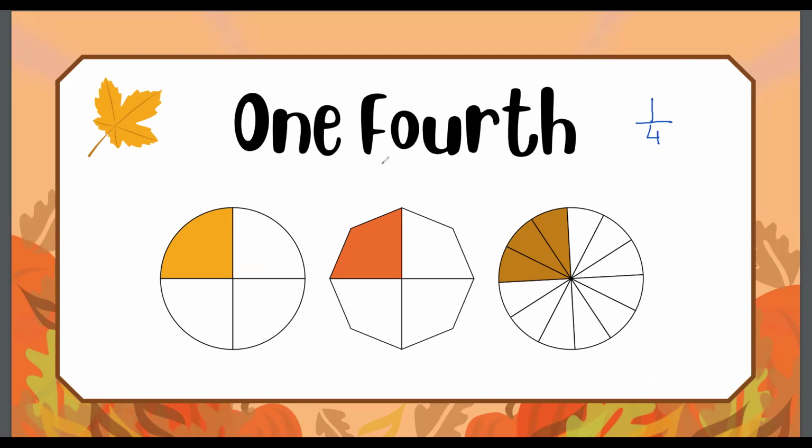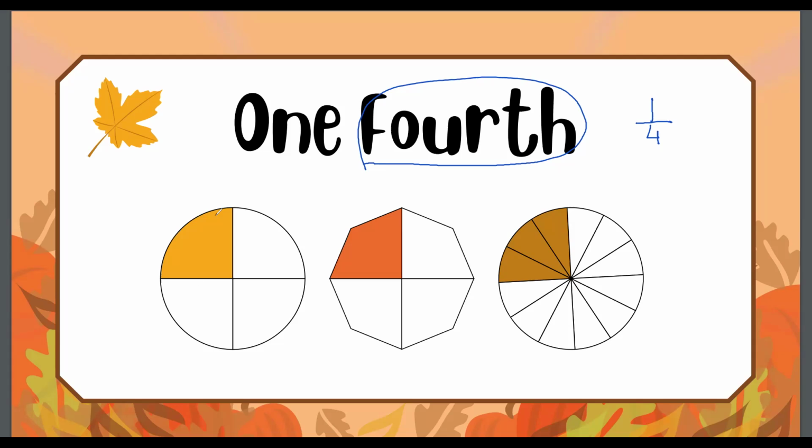Basically this is your ordinal number: first, second, third, fourth, fifth, sixth. So these are your ordinal numbers. In fractions also we use ordinal numbers in order to read them. Or you can say one-fourth. So one-fourth and one-quarter both are correct.